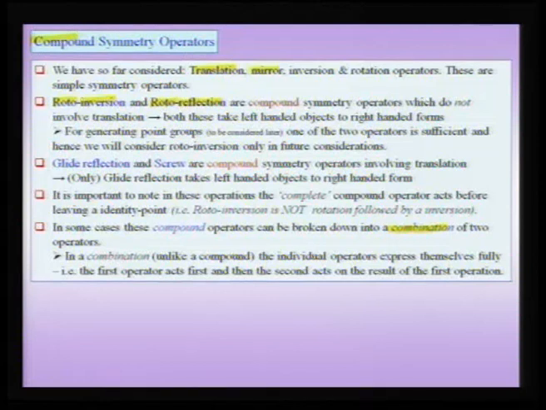It is the translation, the mirror, inversion, and rotation. And now we are talking about compound symmetry operators like the roto inversion and the roto reflection. It is to be noted that in these symmetry operators, an entire symmetry operation acts before leaving a point. In other words, a roto inversion is not a rotation plus an inversion. You cannot leave a point after rotation. You will have to start with a point, perform the roto inversion, and then leave a point.